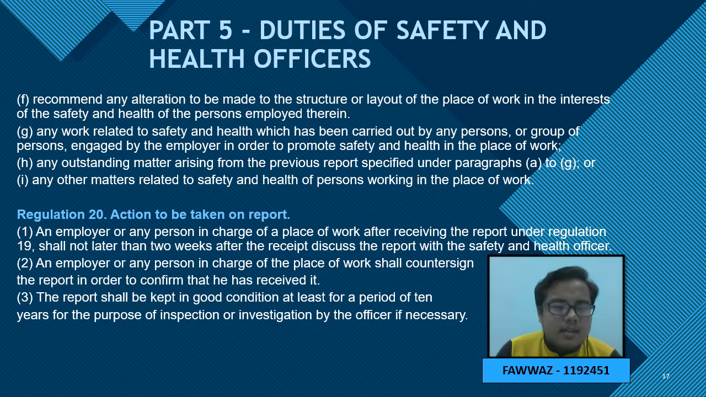Next, number 6, in the report, the Occupational Safety and Health Officer should recommend any alteration to be made to the structure or layout of the place of work in the interest of safety and health of the persons employed therein. Number 7. Any work related to safety and health which has been carried out by any person or group of persons engaged by the employer in order to promote safety and health in the place of work. Number 8. Any outstanding matter arising from the previous report specified under paragraph A to G. Or lastly, number 9, any other matters related to safety and health of persons working in a place of work.